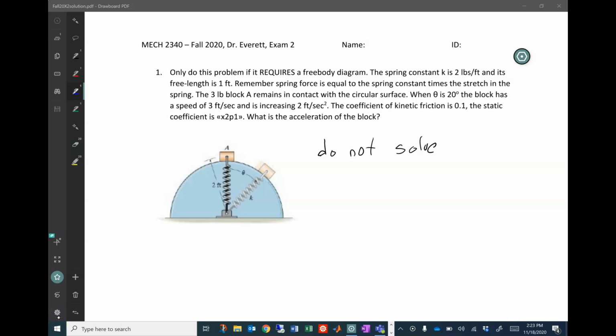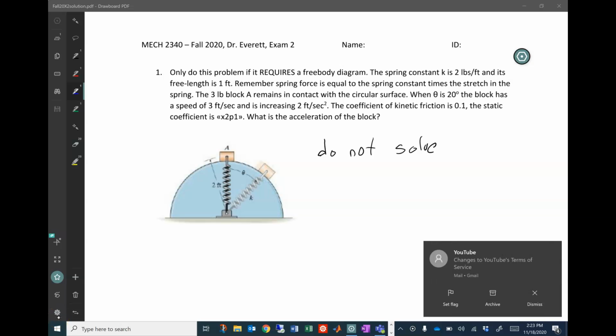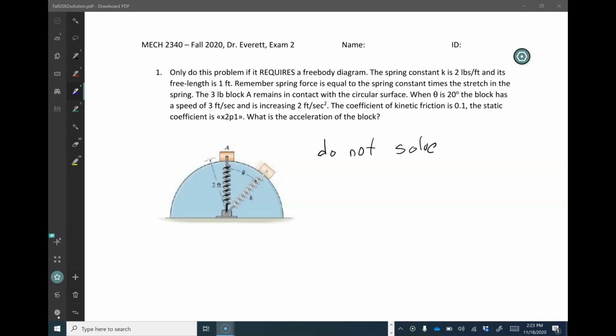Okay, this is the solution to the second exam in the fall of 2020. You're only supposed to do this problem if it requires a free body diagram. The purpose of this was to make sure that you were paying attention when I was teaching you how to determine whether you need a free body or not. This is going to be important for the final exam, especially because all of the problems are going to be mixed up and you need to find out how to proceed.